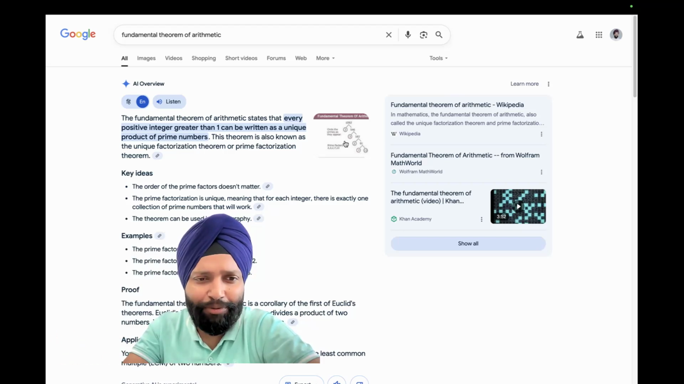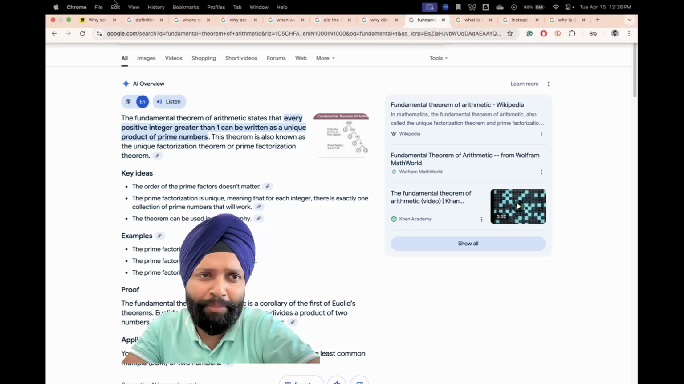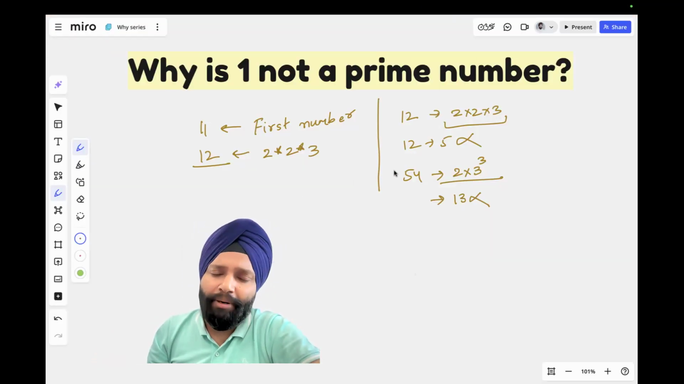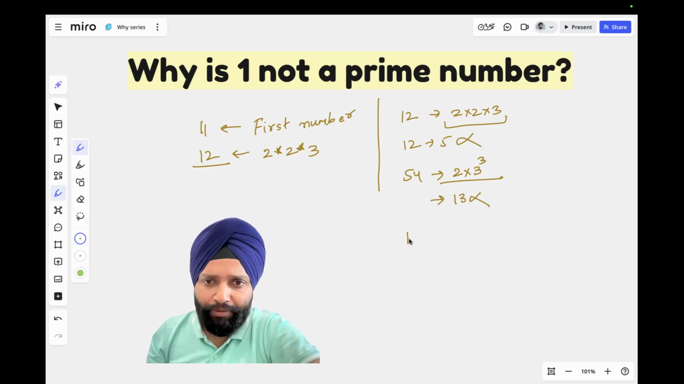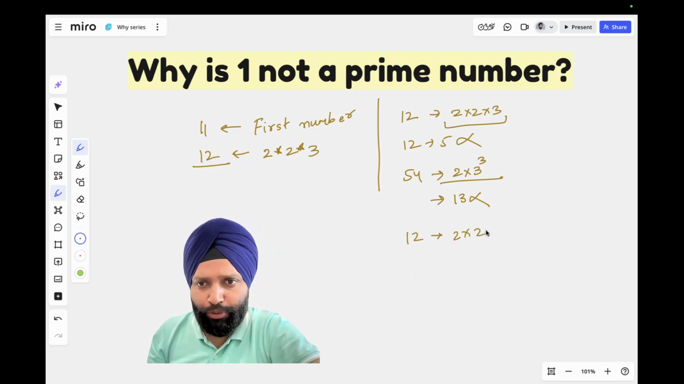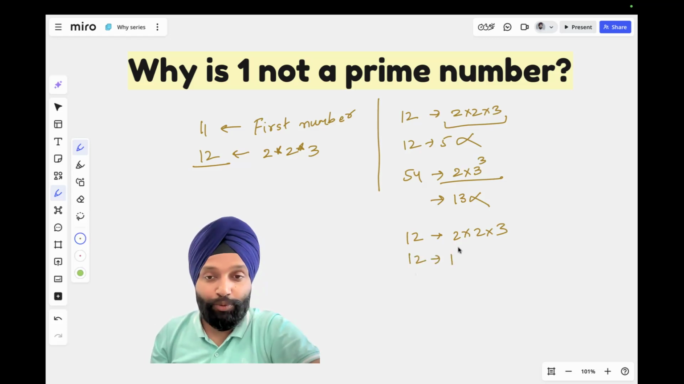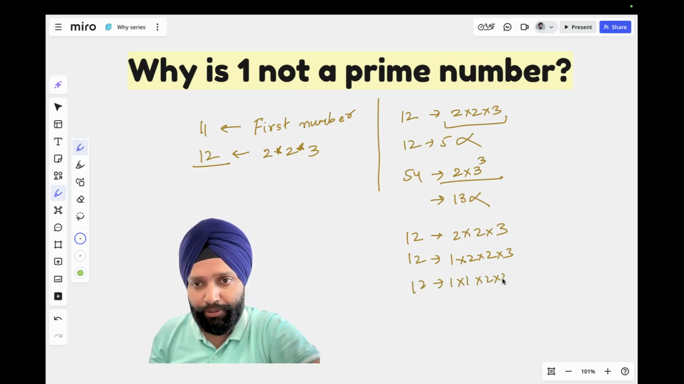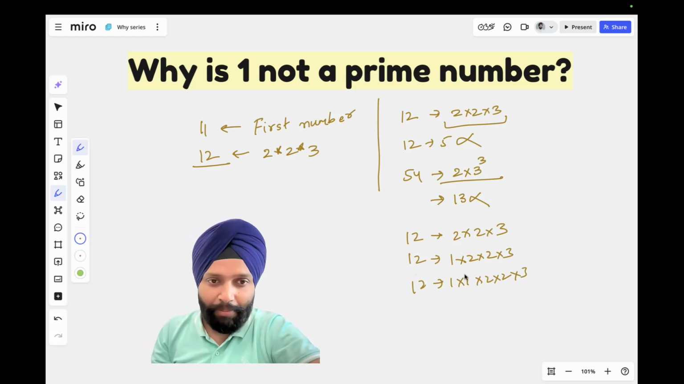But what does this have to do with exclusion of one from prime numbers? The reason is that if I call one a prime number, then what happens? Then I can write 12 as 2 into 2 into 3, or I can write 12 as 1, which was not there. Now suddenly 1 is there. So now this is not a unique combination anymore. I can write 12 as this also, and 12 as this also, and 12 as, by the way, 1 into 1 into 2 into 2. Right? I can keep adding ones.